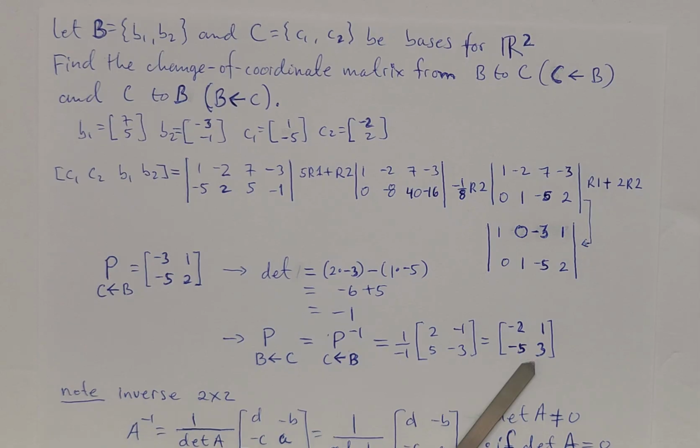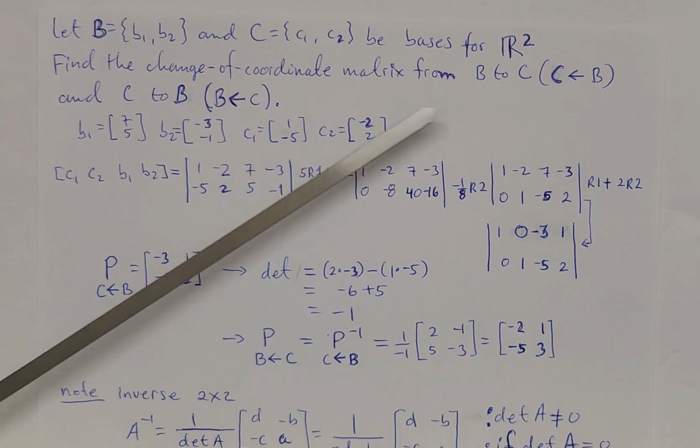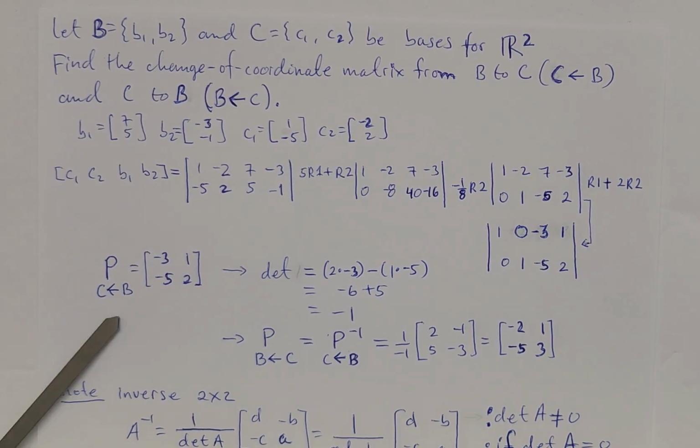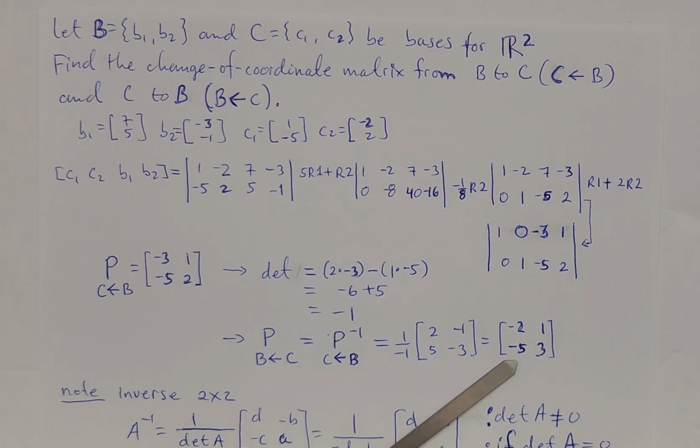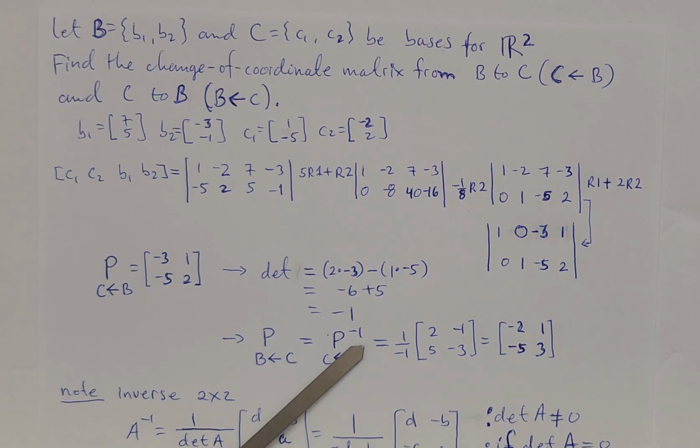This is the answer for C to B, which is also the inverse of B to C. Okay, so one more time. This is the answer for B to C. This is the answer for C to B, which is also the same as the inverse of B to C.